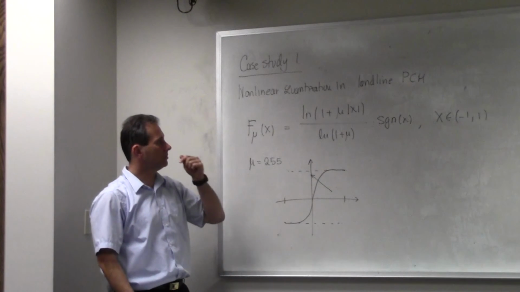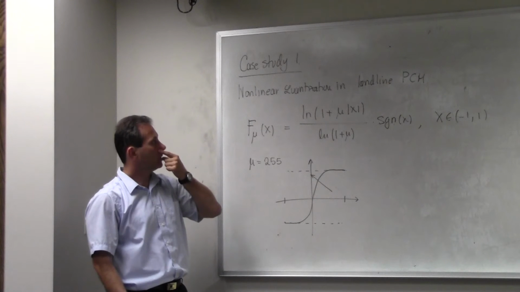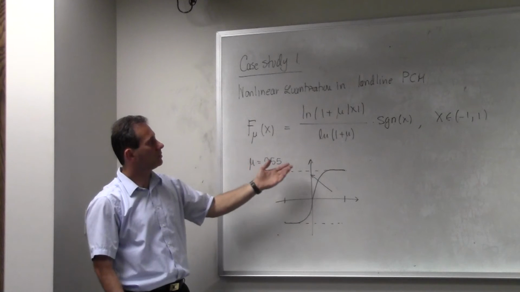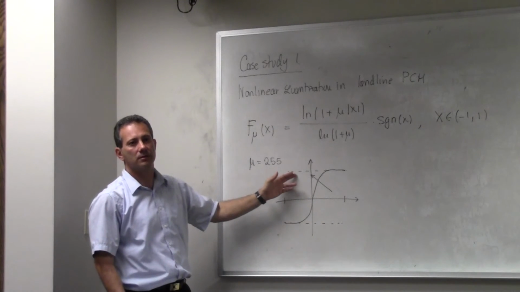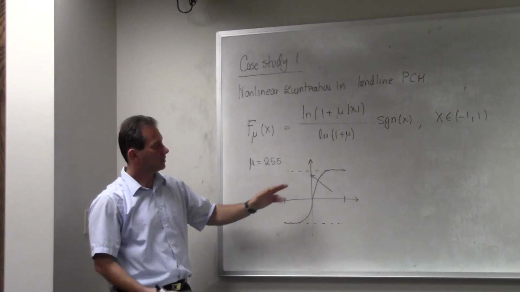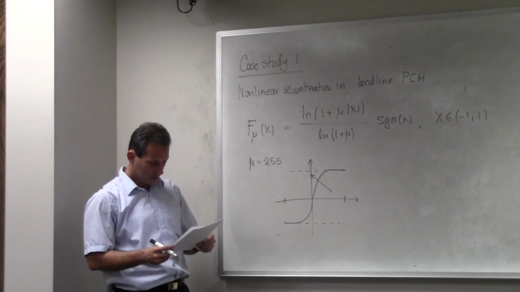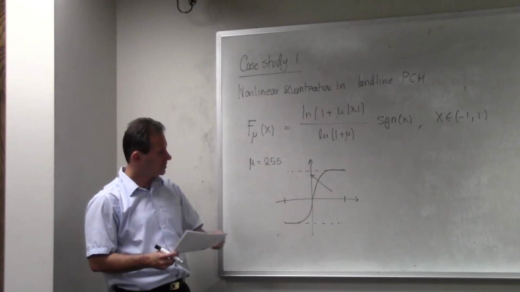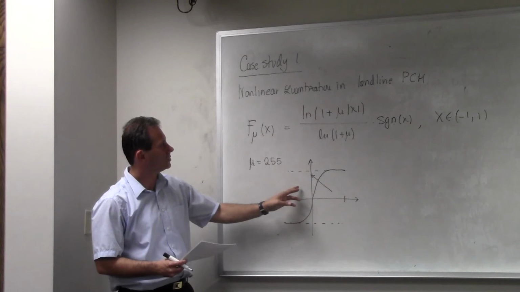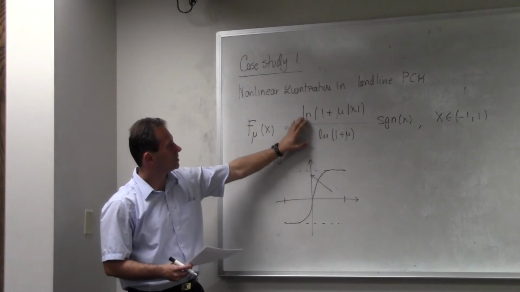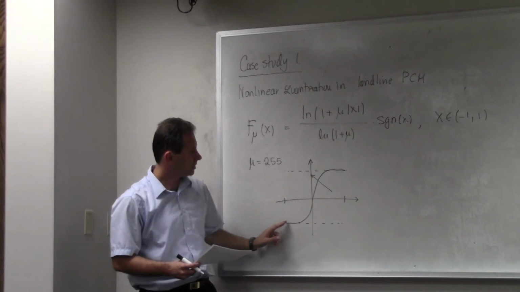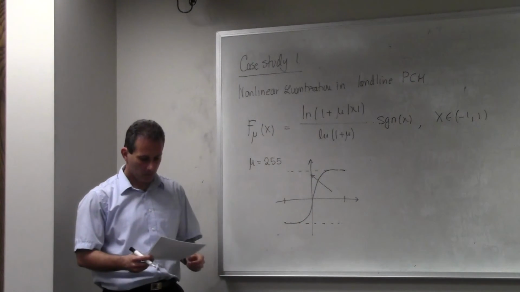For mu equal to 0, there is no compression. You just plot this for different mu. If mu is equal to 0, then this becomes 0 over 0. But as mu becomes smaller, this becomes more and more of a straight line.